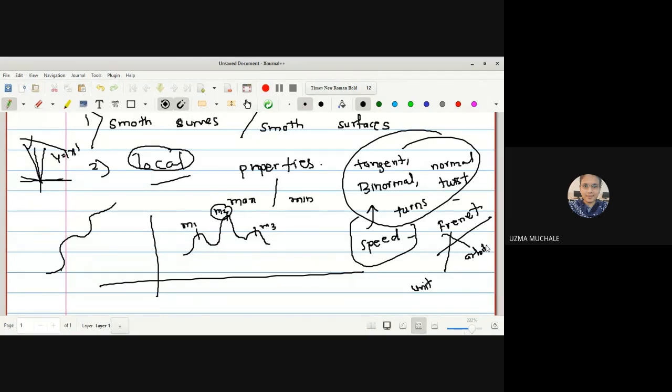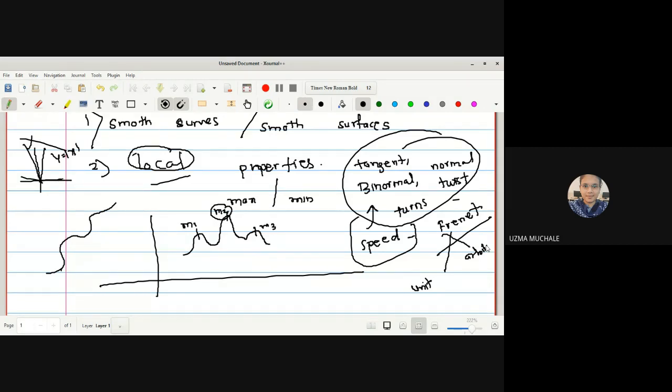Okay, whenever you travel from your home on a bike or by public transport, you can observe that the speed of that public transport or of your own bike will not be constant every time, or will not be a unit speed. So that's why the Frenet formulas have been classified into two types, unit speed and arbitrary speed.